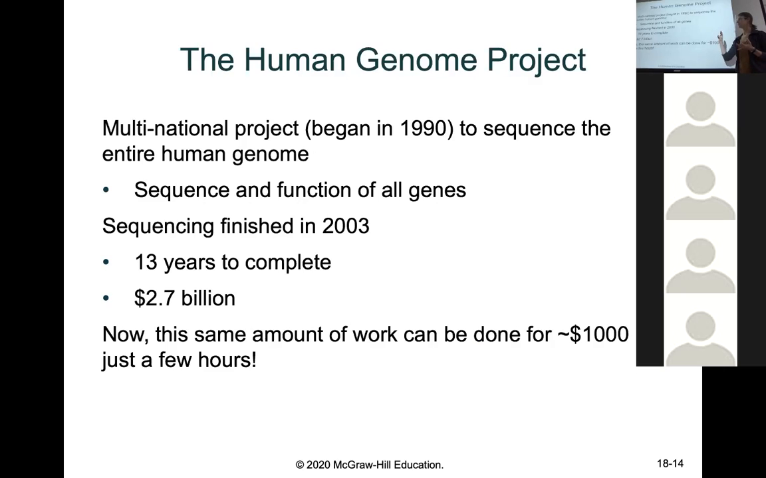They started in 1990 and finished in 2003, so it took them 13 years to complete this. And it cost $2.7 billion. So it was crazy expensive, and it took a really long time to get one sequence done, basically an individual sequence. Now, like I said, the technology has come a long way. You can sequence an entire human genome in a few hours for $1,000. So it's amazing how far we've come as far as genomics in the past few decades.